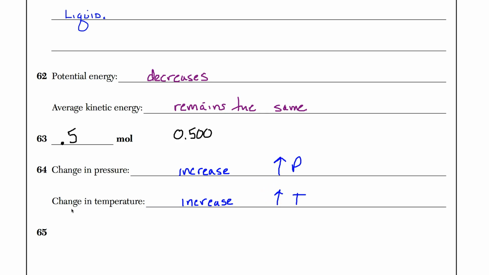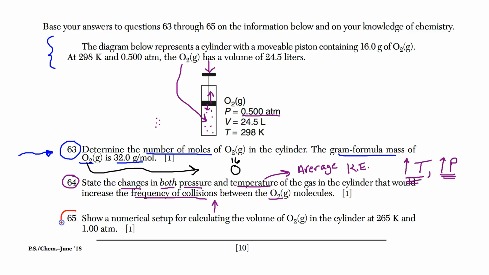On to 65. Number 65 is the third final question on this gas law blurb of having a certain gas. Show a numerical setup. They just want a setup for calculating the volume of O2 inside the cylinder at a different temperature than what it was set up on and a different pressure. Okay, so we need our gas law formula. So let's go to table T.